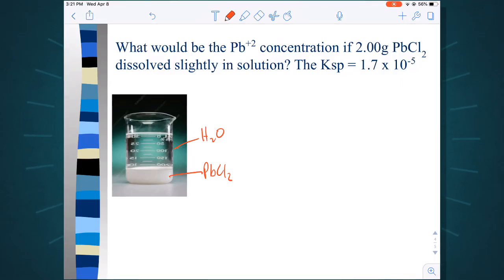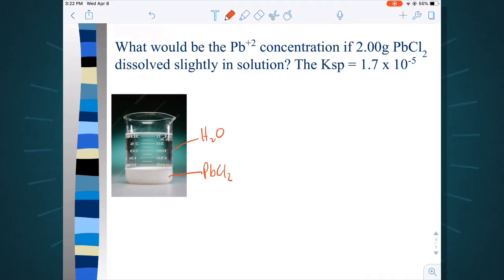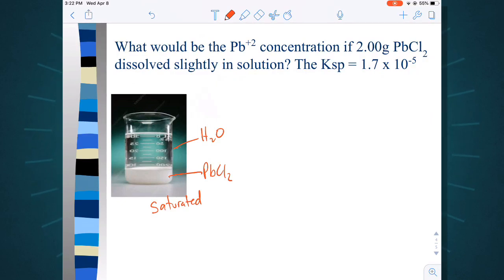Now, in this particular reaction, PbCl2 is a precipitate. If you think back to your solubility rules, we know that not everything dissolves very well. Water sometimes has trouble pulling certain things apart, and we can see that PbCl2 is seen on the bottom. This is what we call saturated. Remember that when something is saturated, the maximum amount that has possibly dissolved is in solution. If I put another scoop of this in solution, it's just going to sink right to the bottom.